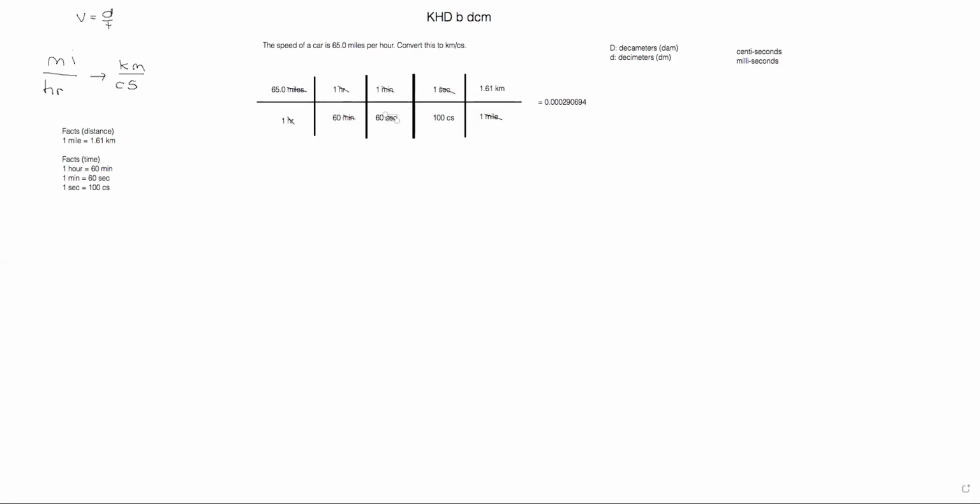And what we have left is kilometers on top and centiseconds on the bottom. So whenever we have one thing on top and one thing on the bottom, it's going to be kilometers over centiseconds. And like I said before, another way of saying this is kilometers per centisecond. So kind of like you can have a certain number of miles per hour, you can also have a certain number of kilometers per centisecond. It's a rate of speed, just like miles per hour. This is just another way of expressing the same information.